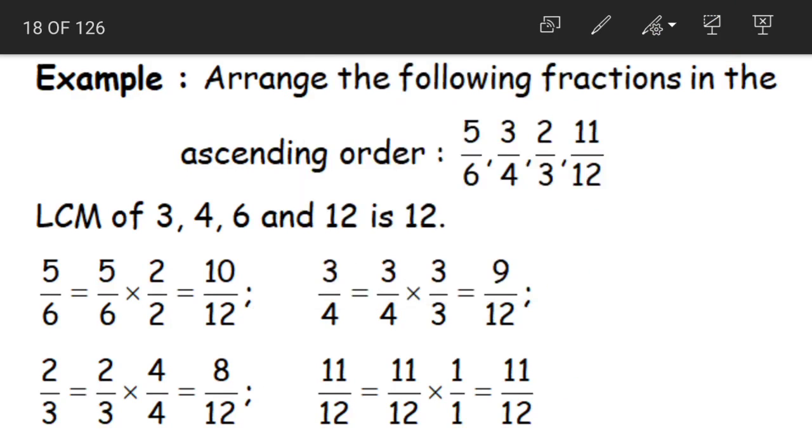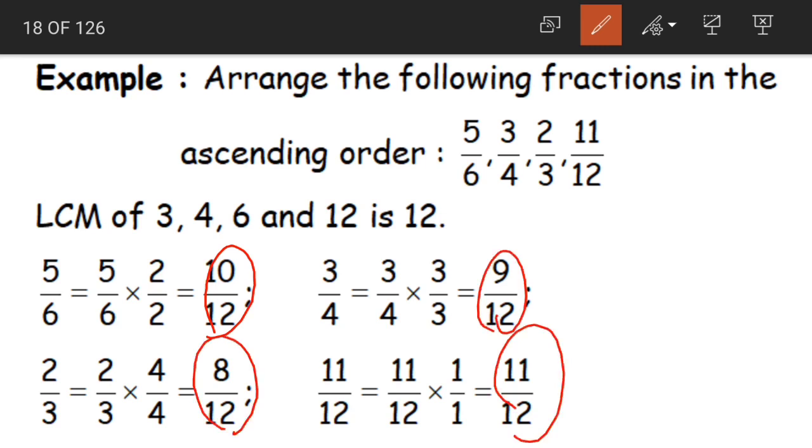What are the fractions now? The fractions now are 10 by 12, 9 by 12, 8 by 12 and 11 by 12. Now what should we arrange them in? We should arrange them in ascending order. That means the smallest fraction should be written first. Yes. So what is the smallest here?